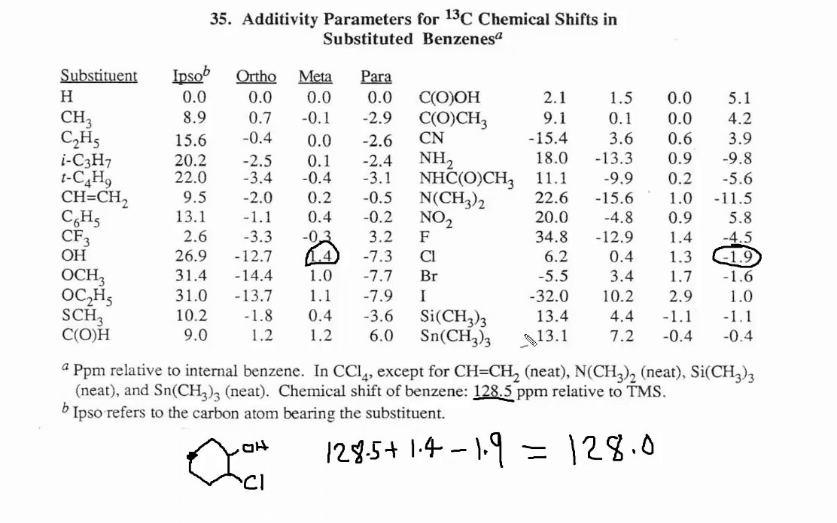The term ipso refers to a substituent that would actually be attached to the carbon that you're working on. So if you were working on this one here where the hydroxide is, the contribution from the hydroxide to that carbon right there would be plus 26.9 as indicated in the table. So hopefully this gives you the means of using the additivity parameters to make predictions.